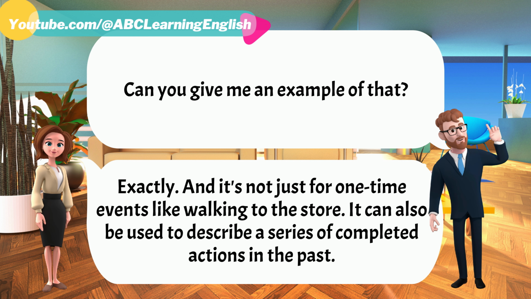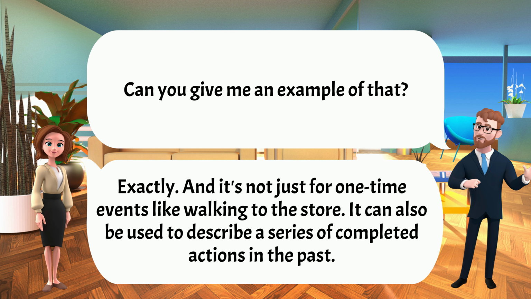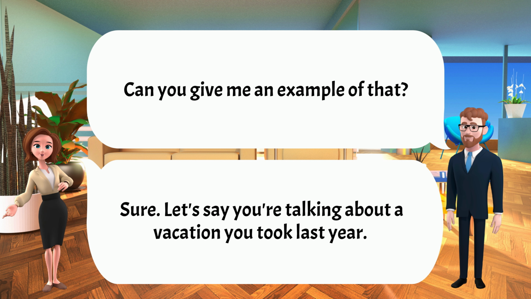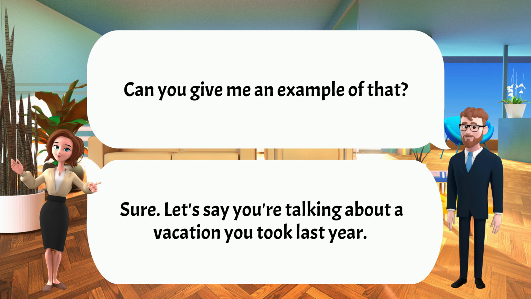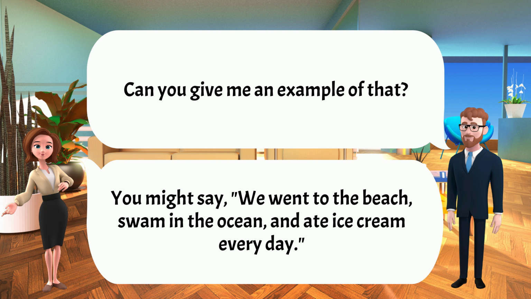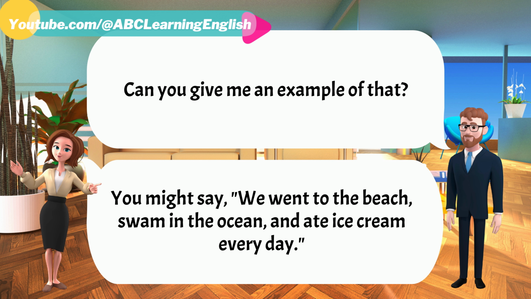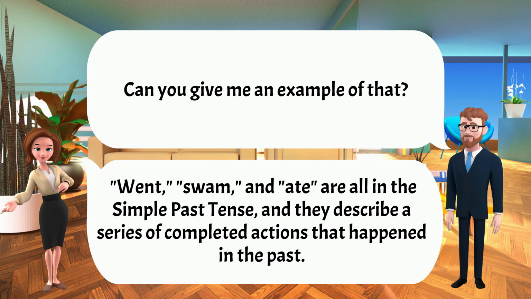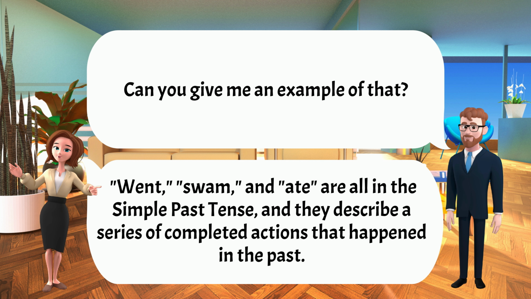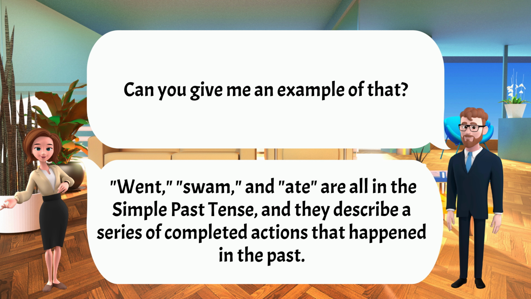Can you give me an example of that? Sure. Let's say you're talking about a vacation you took last year. You might say, we went to the beach, swam in the ocean, and ate ice cream every day. Went, swam, and ate are all in the simple past tense, and they describe a series of completed actions that happened in the past.